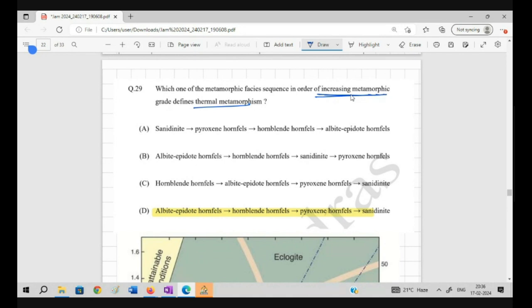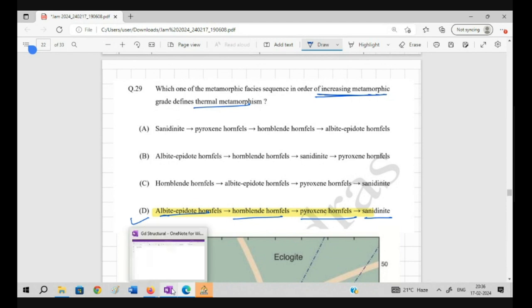The lowest one, according to the grade, is the albite epidote hornfels facies. Then the next one is hornblende hornfels. Then the next one is pyroxene hornfels facies, and the highest grade is the sanidinite facies. So if you arrange them correctly, then it will be option D.